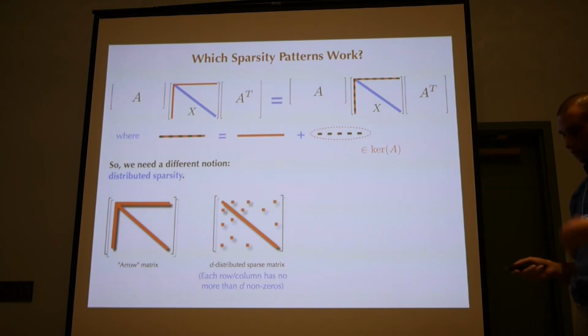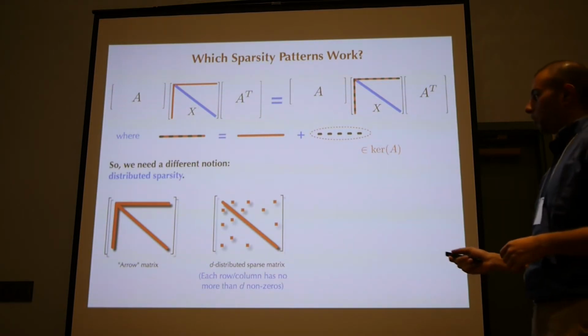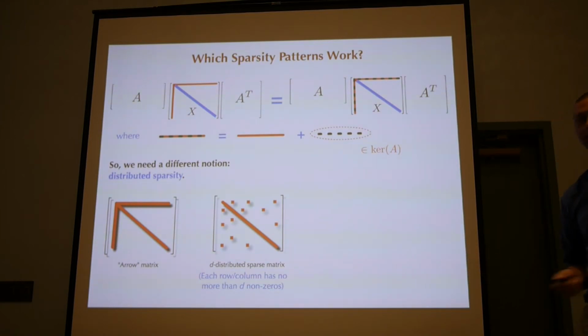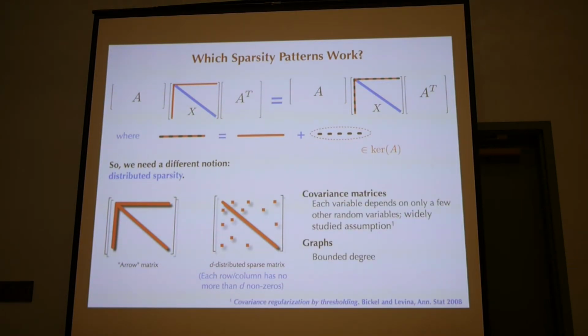So what we started thinking about was something more nuanced, which we call distributed sparsity, where we call this matrix D-distributed sparse if every row and every column has exactly D non-zeros, or at most D non-zeros. It turns out that this has very natural interpretations. For covariance matrices, all this is saying is that every variable only depends on a few other variables, and this is a notion of structure in the data. And for graphs, it just means that the graph is bounded degree, okay?